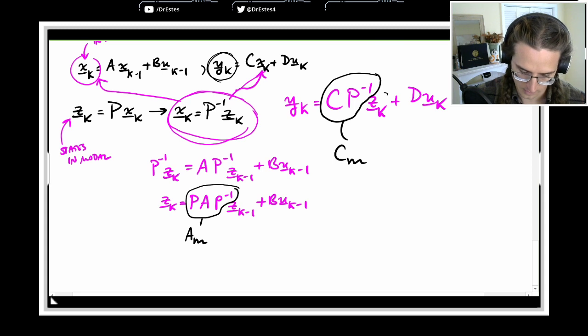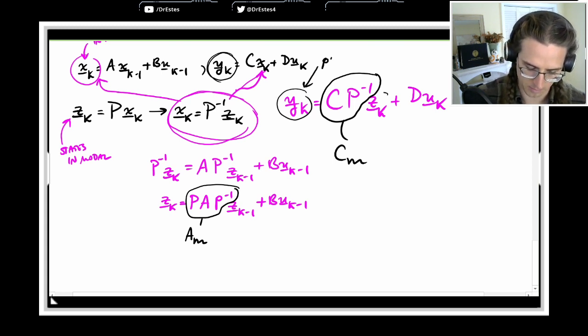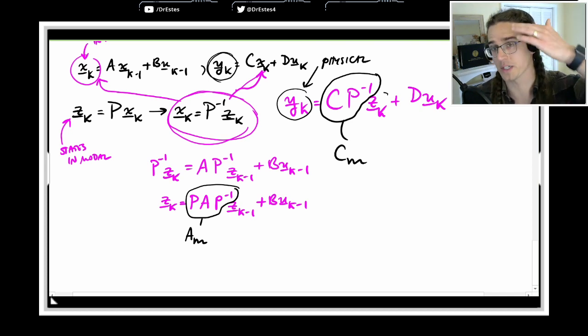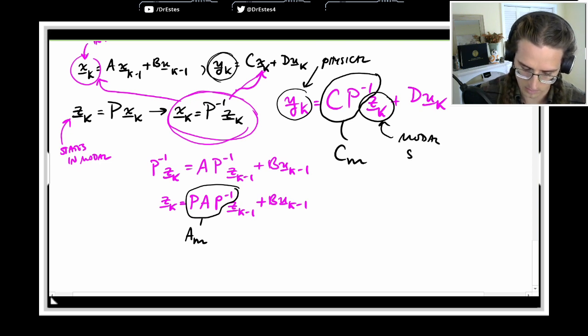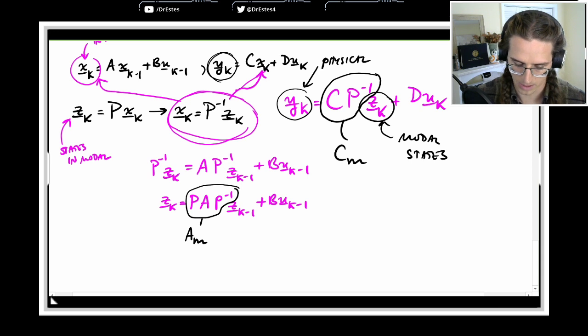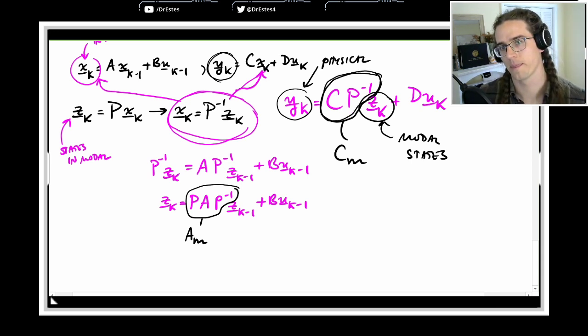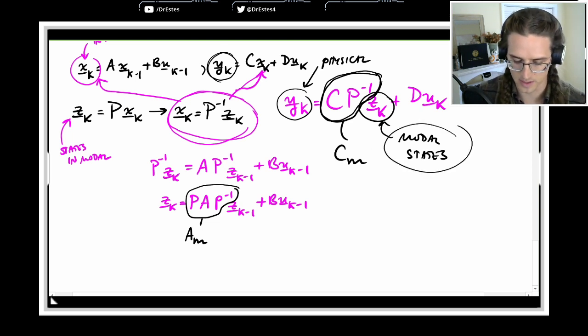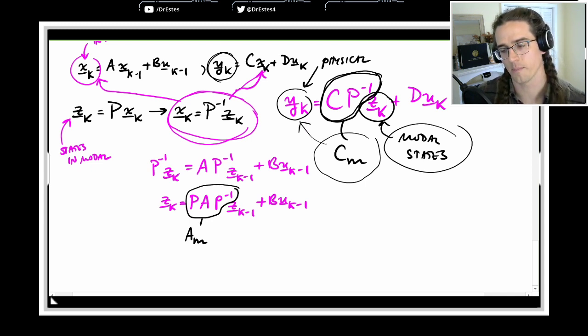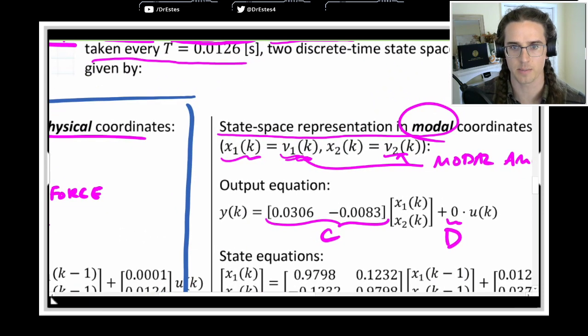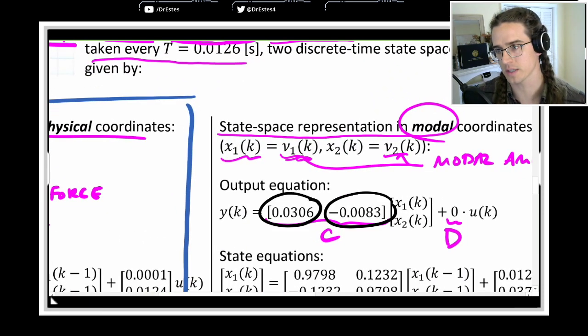My y is something physical that I'm measuring with the sensor. It's position. It's related to, let's call these our modal states, by a different C matrix. So I have something that's not physical, but I can still find a way to transform it back into physical coordinates. So what you're seeing in the example above is a kind of weird C matrix. The reason it looks like this is because it's the original C matrix multiplied by a transformation matrix.